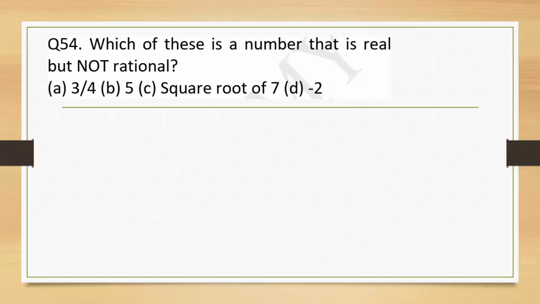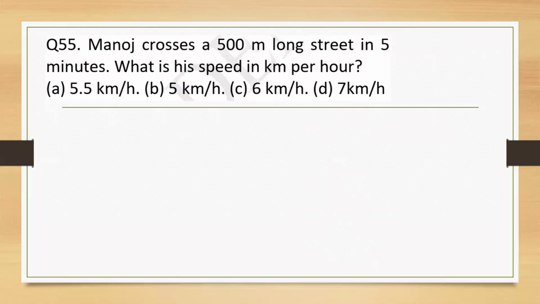Which number is real but not rational? Rational means it should be in the form of P by Q. So it's not supposed to be in the form of P by Q. We know this one is rational, this one is rational, this one is rational. But square root of 7 is not a rational number. It's an irrational number because the value of root 7 never ends, so it cannot be expressed in the form of P by Q. So it is a simple, basic number question.